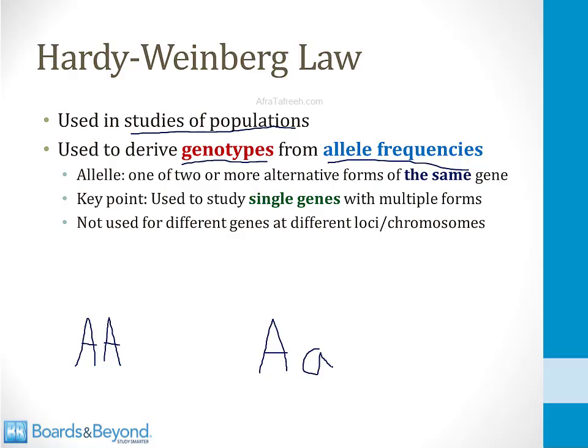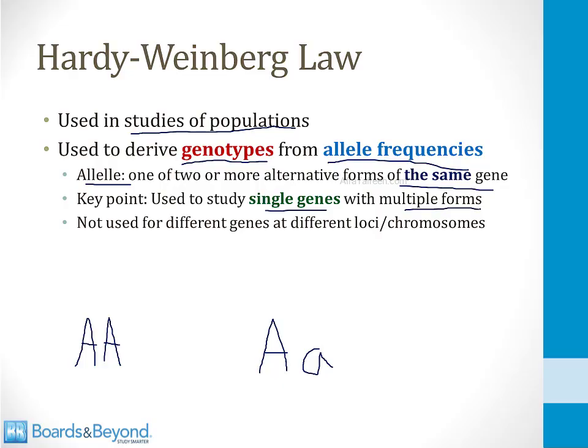So for genes in which there is more than one allele, you can use the Hardy-Weinberg law to determine the frequency with which the different alleles occur together inside the cells of an individual. In order to understand how this is used, you need to understand the terminology. An allele is one of two or more alternative forms of the same gene. So a key point here is that this law is used to study single genes that have multiple forms.